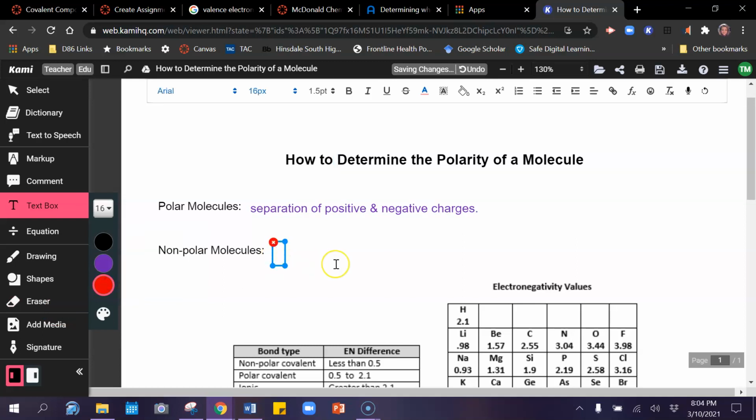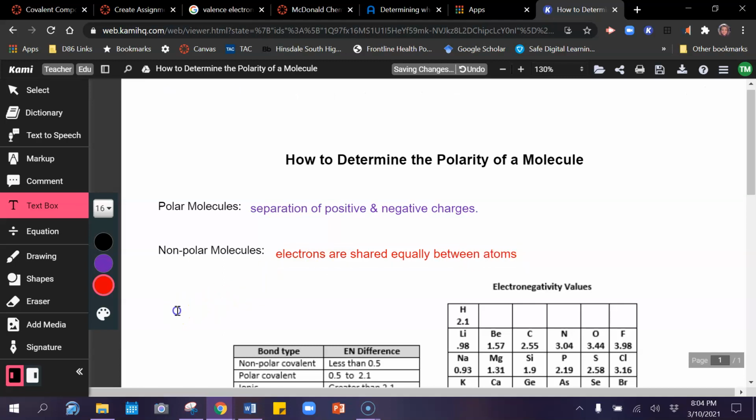In a nonpolar molecule, electrons are shared equally between atoms. So in nonpolar molecules, you have atoms that have relatively the same electronegativity value. So one doesn't pull electrons closer to it more than the other one does. So they're going to share equally.